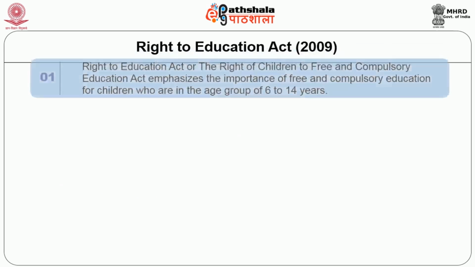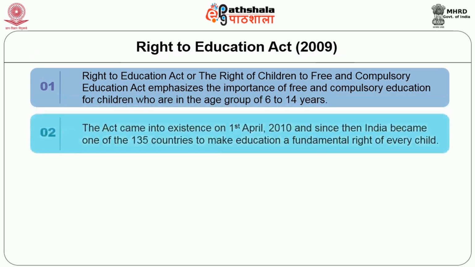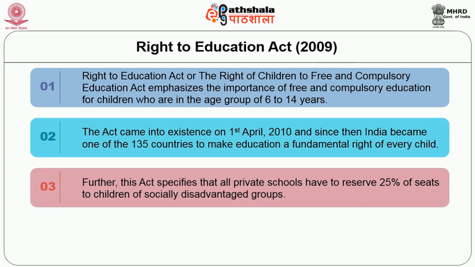The Right to Education Act, or the Right of Children to Free and Compulsory Education Act, emphasizes the importance of free and compulsory education for children in the age group of 6 to 14 years. The Act came into existence on 1st April 2010, and since then India became one of the 135 countries to make education a fundamental right of every child.